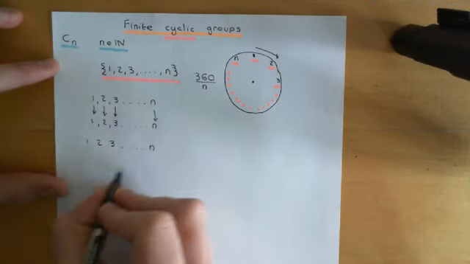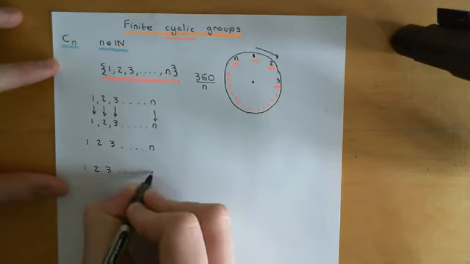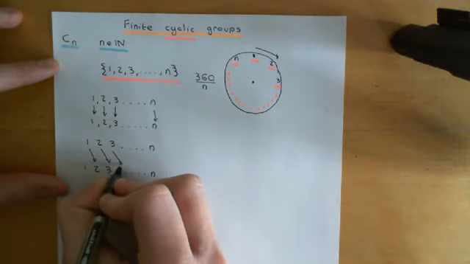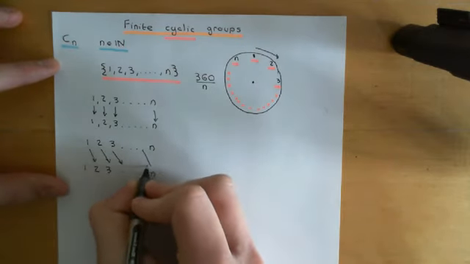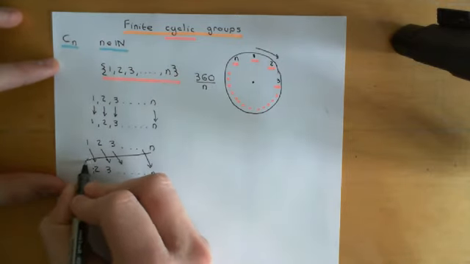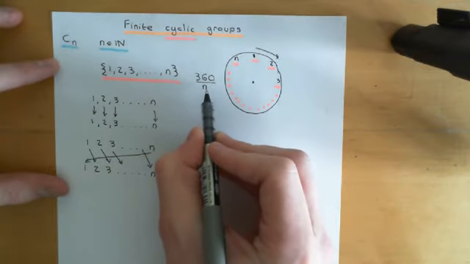1, 2, 3, all the way up to little n. So 1 will go to where 2 is, 2 will go to where 3 is, 3 will go to where 4 is, little n minus 1 will go to where little n is, and little n will go to where 1 is. Okay, so that will be rotation by 360 divided by n degrees.